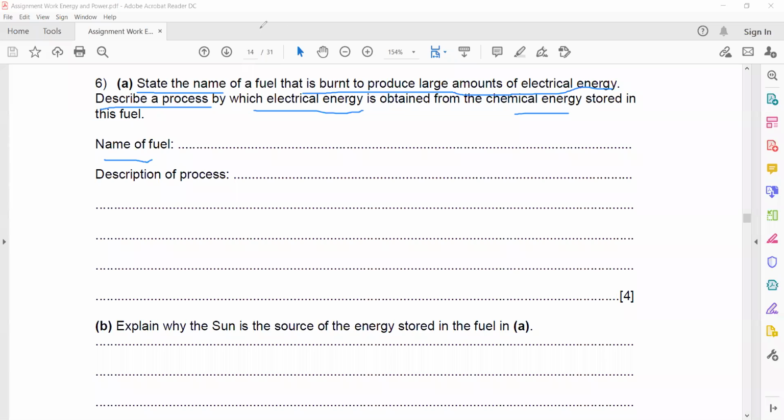The fuel which you burn and produce heat, and then the heat energy can be used to produce electricity. So what fuel do we use here? Yeah, fossil fuel. And specifically, you can name this fossil fuel. You can mention coal, or you can mention oil, or you can mention gas, any one of them. Then description of the process means what happened. So how this process occurred.